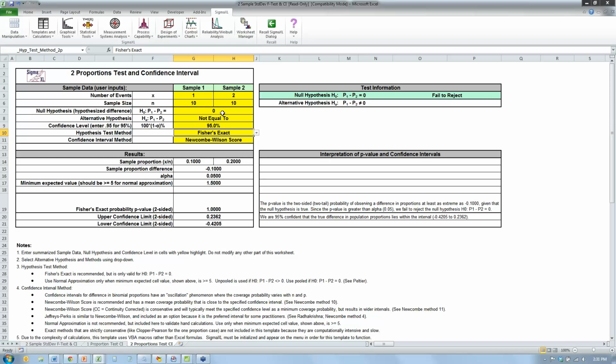Okay, so typically you would leave this as 0. In other words, you're testing for equality of proportions, as opposed to testing for a specified difference in proportion.